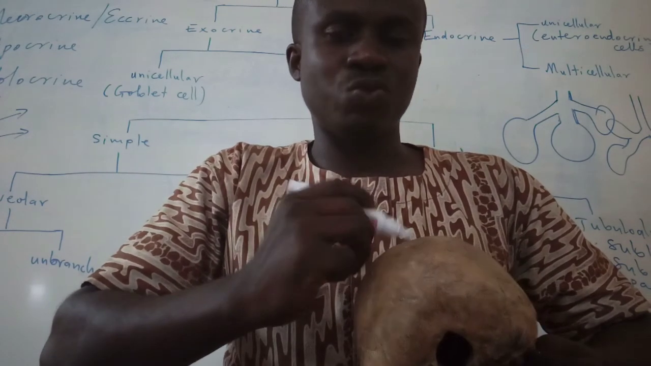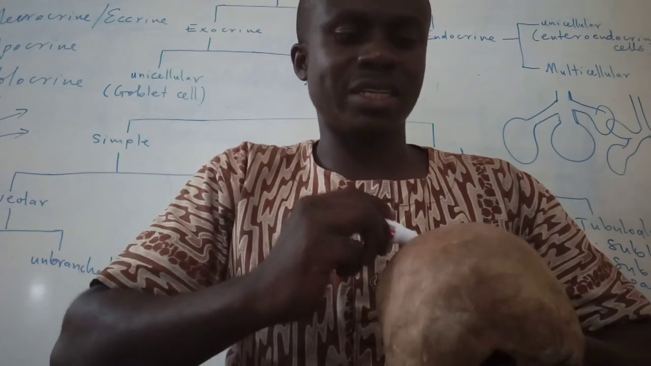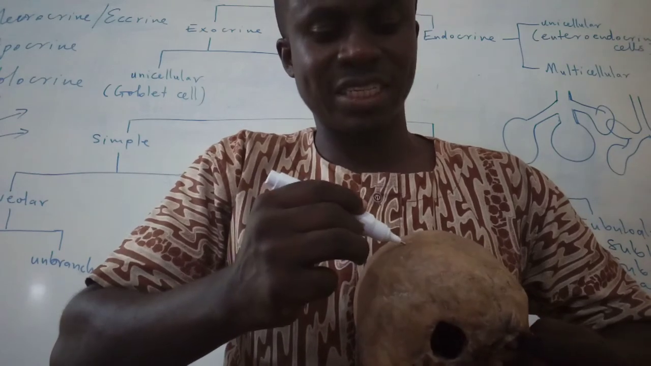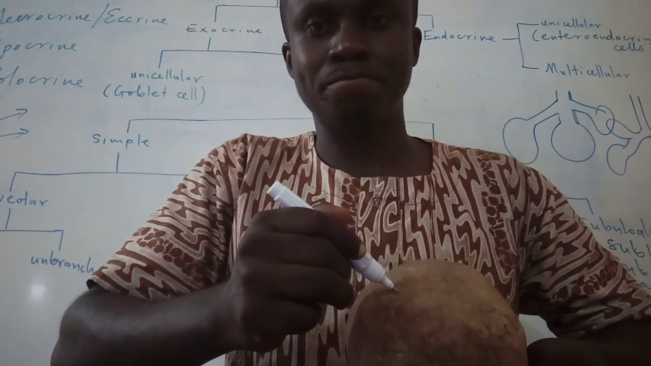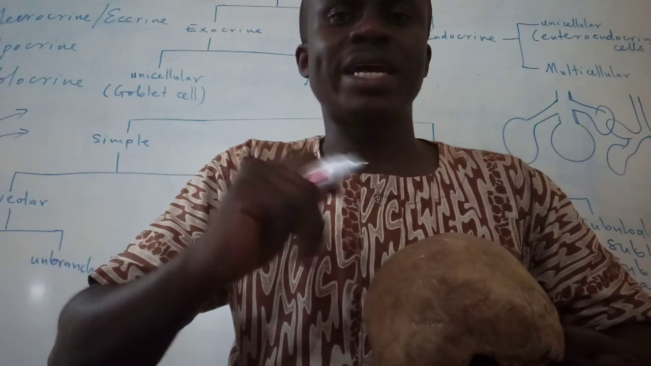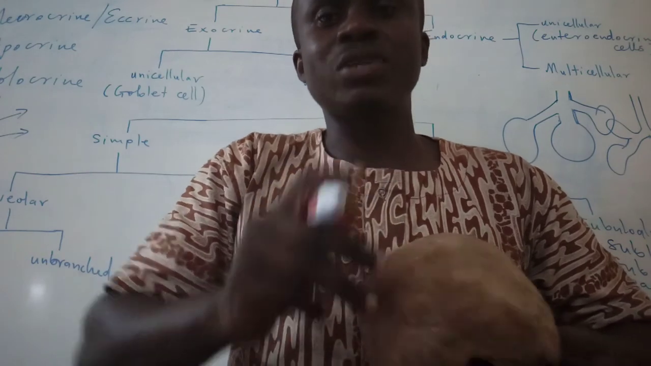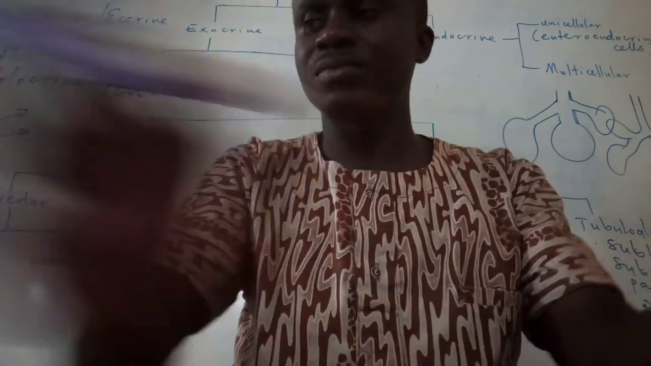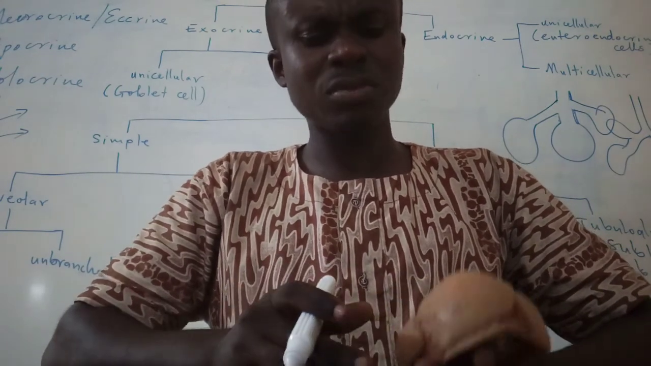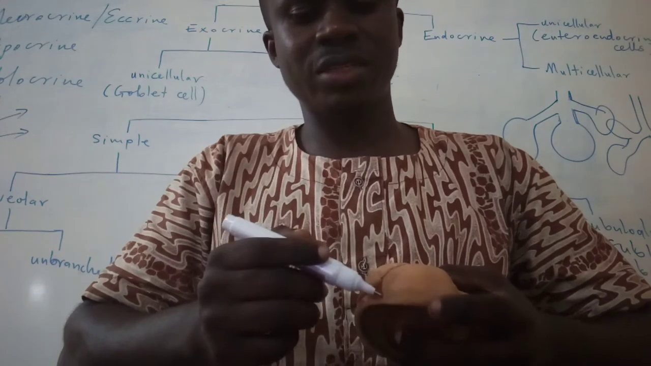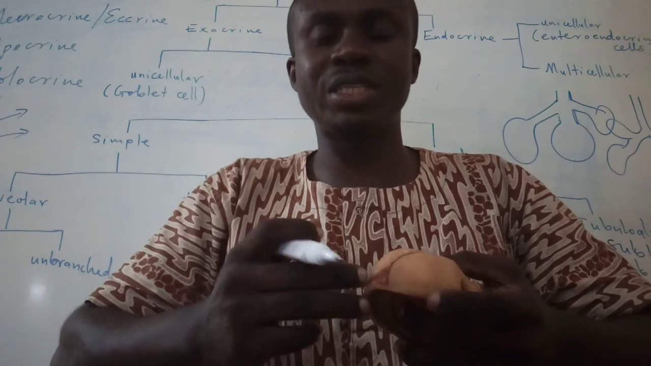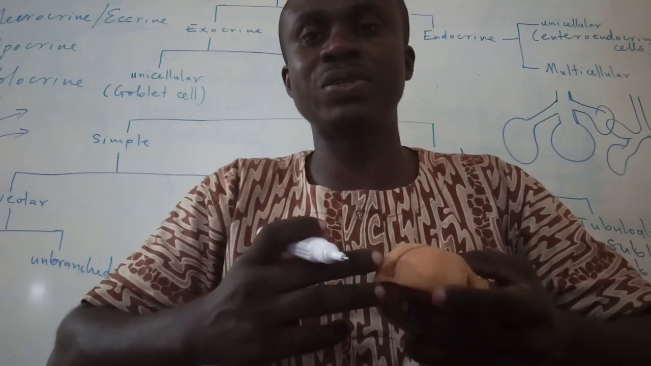Now, between this lambdoid suture and the sagittal suture, there's also another intersection, and this intersection is known as lambda. This lambda is triangular in shape. The word lambda has to do with a triangular shape. This lambda used to be a soft spot, a fontanelle, and this fontanelle is known as the posterior fontanelle. So let me show you the posterior fontanelle. It's actually triangular shaped. In the fetus as well as in the neonate, this fontanelle accommodates the brain.